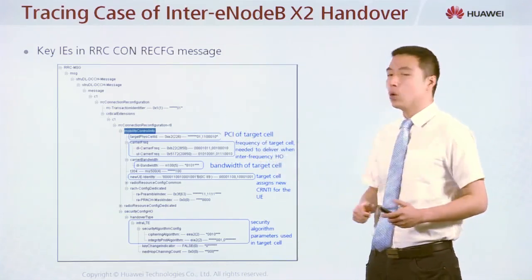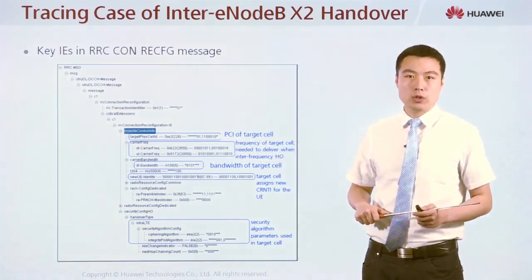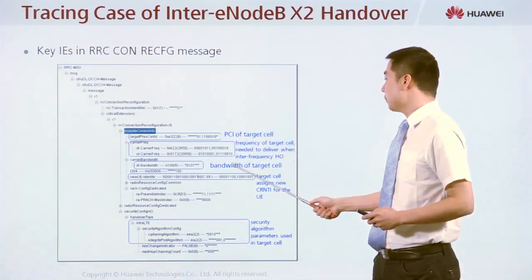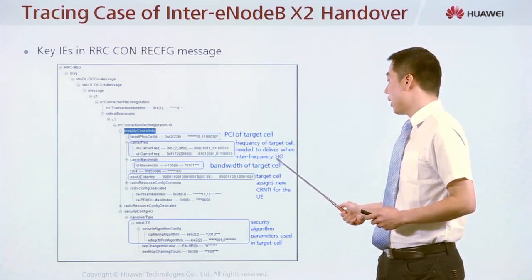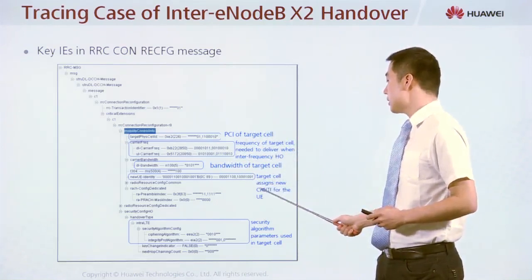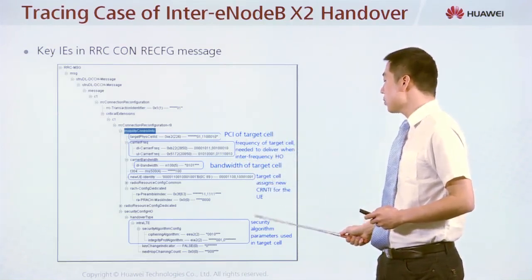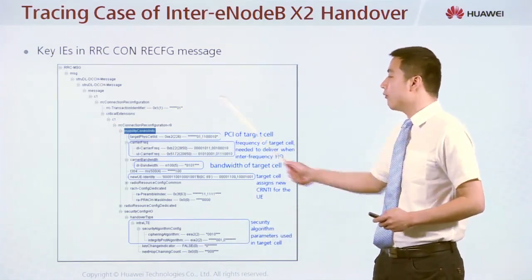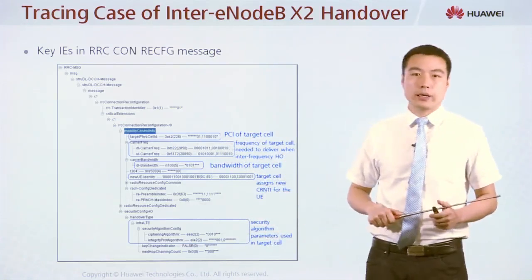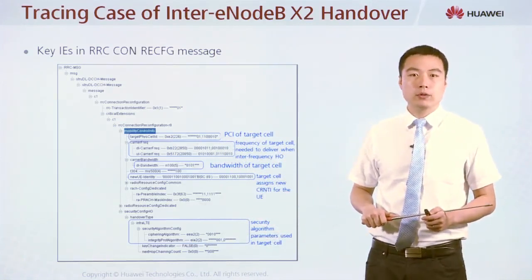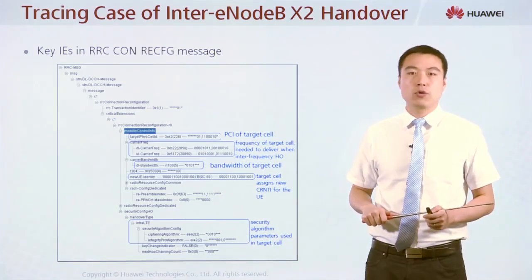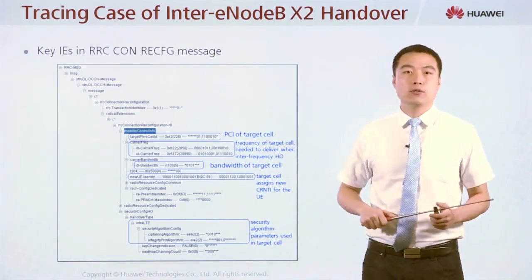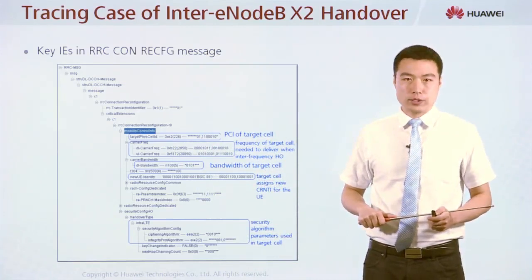It tells the UE which cell it should hand over to, the frequency of the target cell, the bandwidth of the target cell, the new C-RNTI for the UE, and the security algorithm parameters used in the target cell. All of this information is related to the target cell. We tell this information to the UE, and it is very important for the UE to perform the handover procedures.